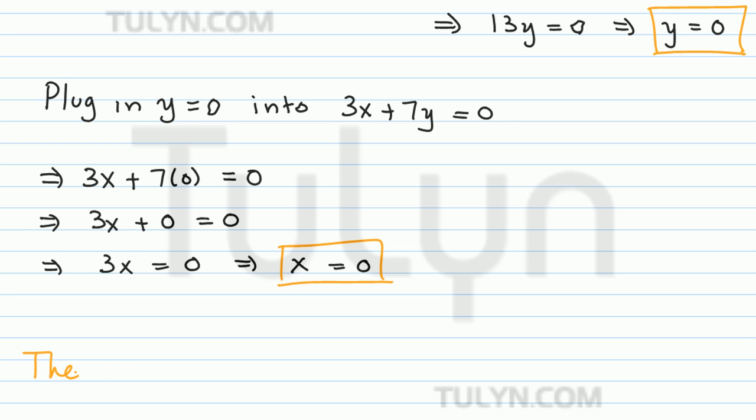So we want to write our answer in terms of the ordered pair x comma y. So we want our final statement to be the solution of this system is x comma y, which is 0, comma 0.